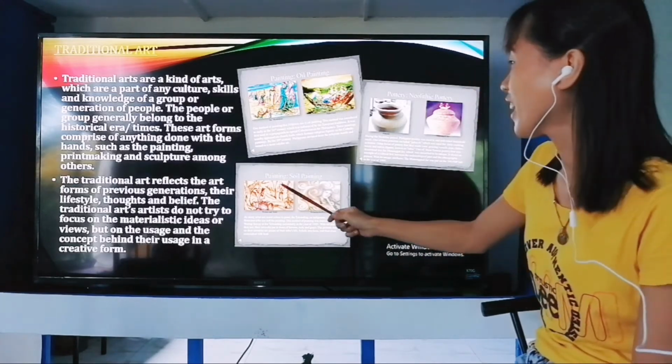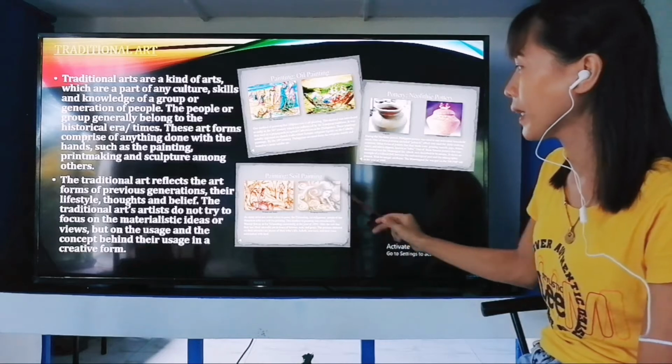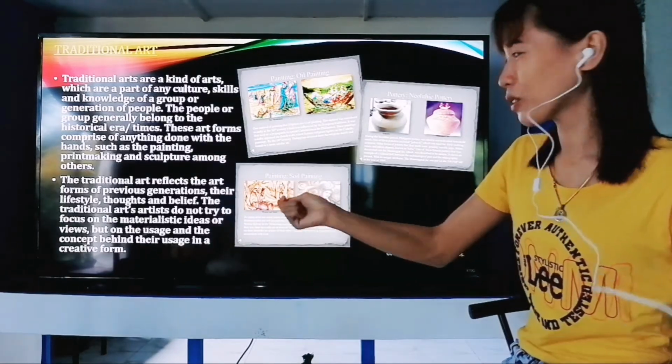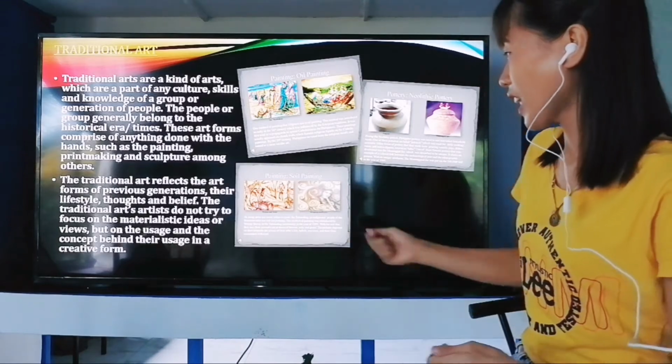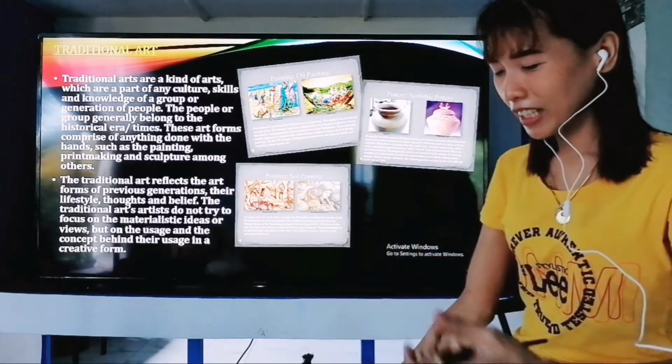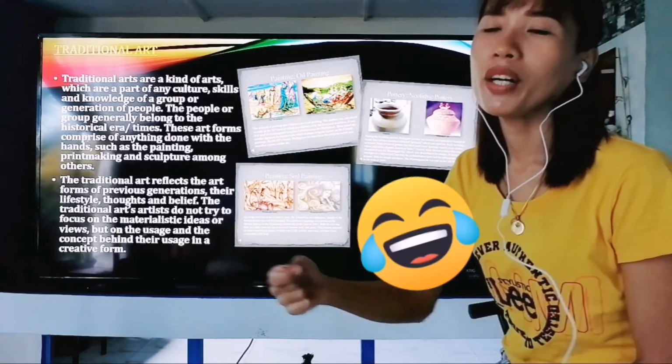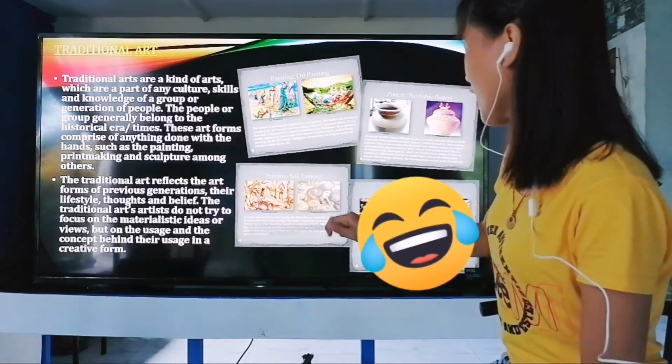Okay, jars. Another painting, soil painting. Soil art, soil painting. You have probably seen this already.